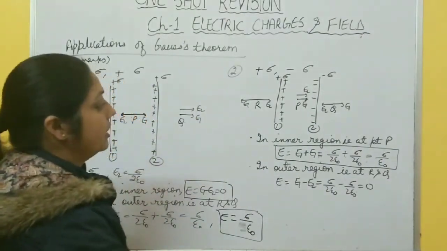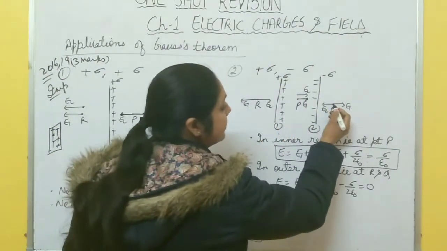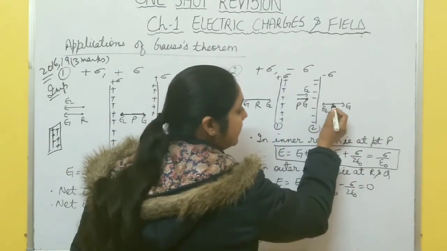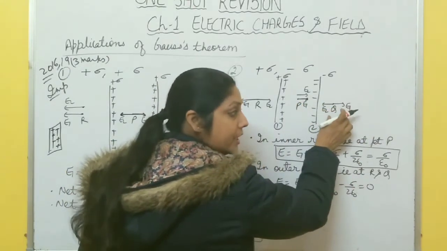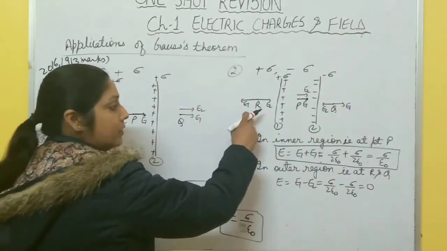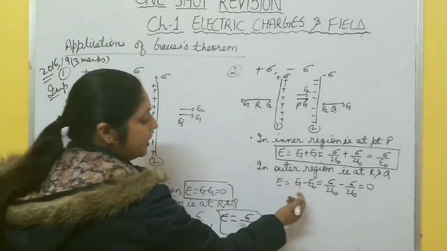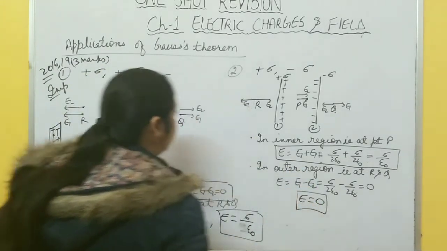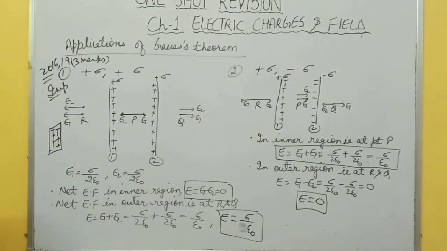Just remember this one. Now here outside the plates, in this region suppose Q, due to positive plate E1 is this side, due to negative plate E2 is this side. Both are in opposite direction. So total field becomes 0. Same case here also, right? So in the outer region, total field becomes 0. This question is very, very important. Please take a screenshot and revise it.